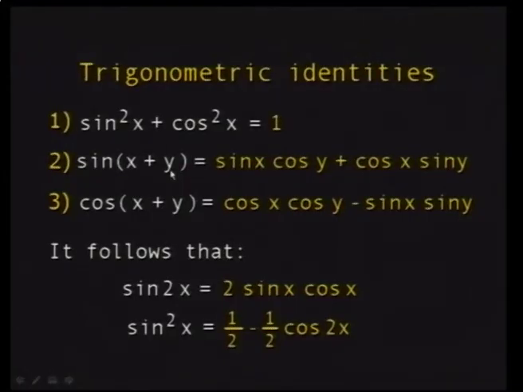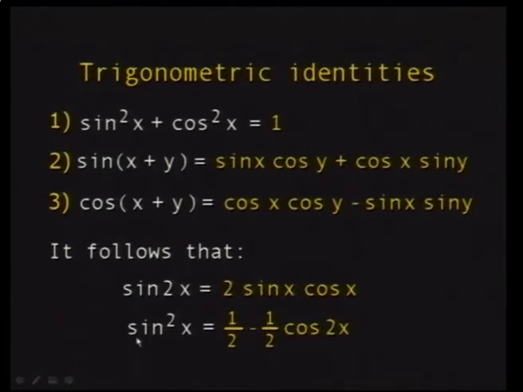And then you have sine x plus y is equal to sine x cosine y plus cosine x sine y. And cosine x plus y is cosine x cosine y minus sine x sine y. Now, suppose, for example, you need a different or a new relation of sine 2x. What you can do is just put here y is equal to x. So you get sine 2x is equal to sine x cosine x plus cosine x sine x, which is twice sine x cosine x.